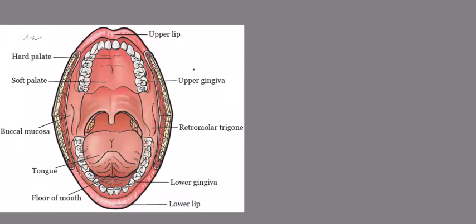Locations of oral squamous cell carcinoma. In the lower lip, there is 45%. In the tongue, there are 16%. Floor of the mouth has 12%. In the buccal mucosa, there are 10%. And in the upper gingiva and hard palate, there will be about 5%.